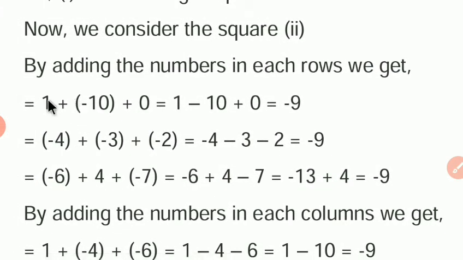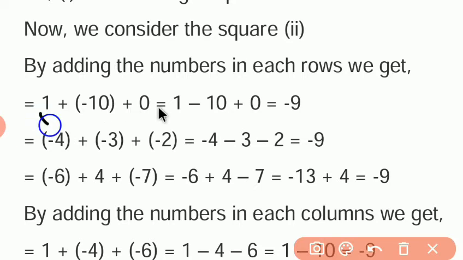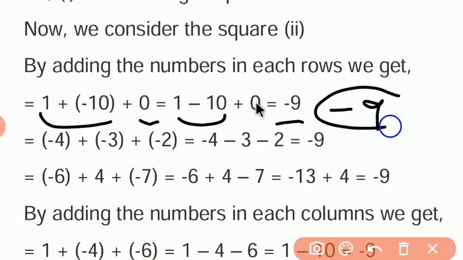First row: 1 plus minus 10 plus 0. So 1 plus into minus, minus 10 plus 0, and again plus minus is minus. So 10 minus 1 is 9, and the sign will be according to the bigger number, which is 10, and its sign is minus. So minus 9.